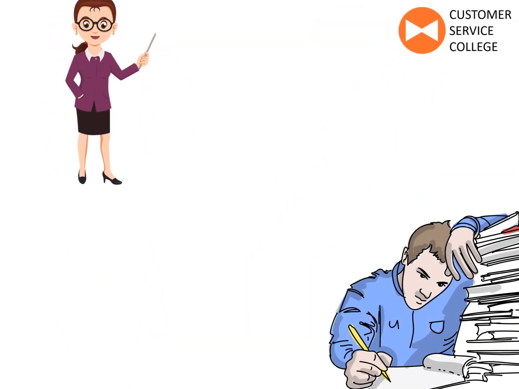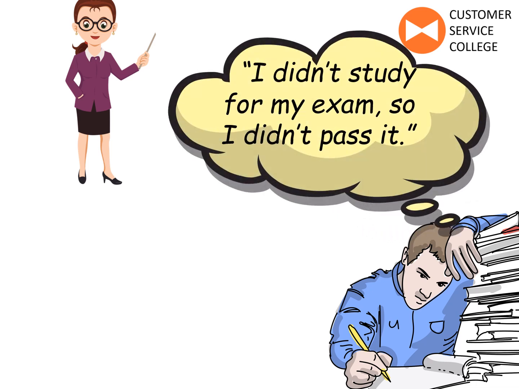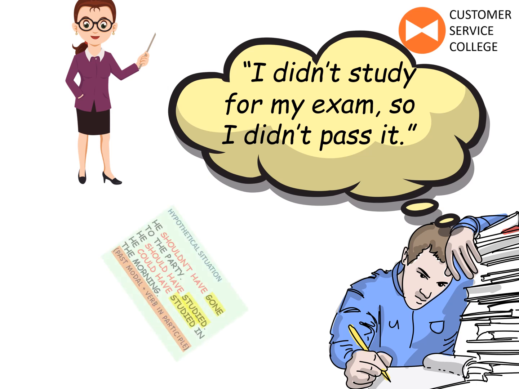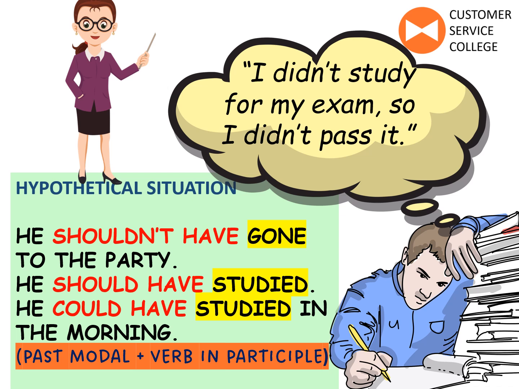Imagine you have a friend and he tells you the following comment. Last week I went out with my friends and I had an exam the following day. I didn't study for my exam and I didn't pass it. This is a perfect example of how you can use past modals. In this situation, we can say that he shouldn't have gone to the party and that he should have studied for his exam. We can also talk about another possibility and say that he could have studied in the morning. What else could he have done?